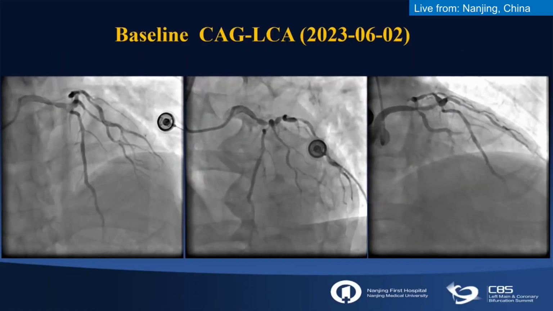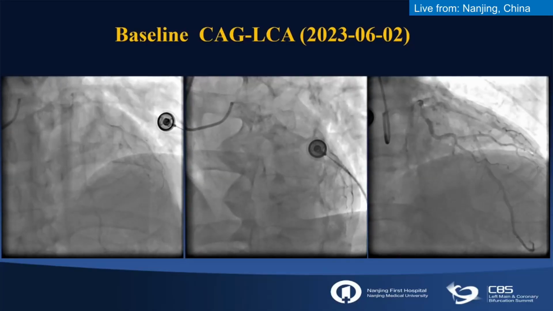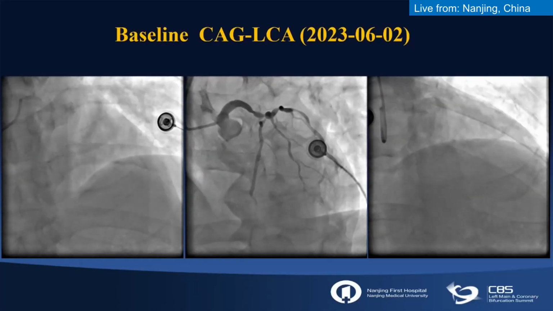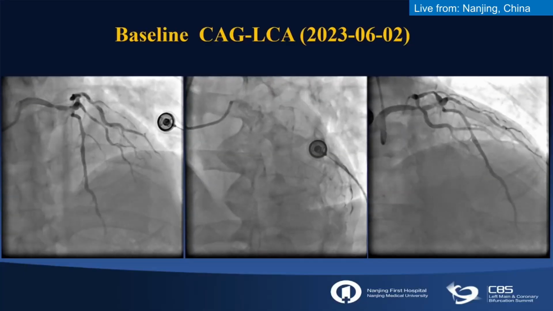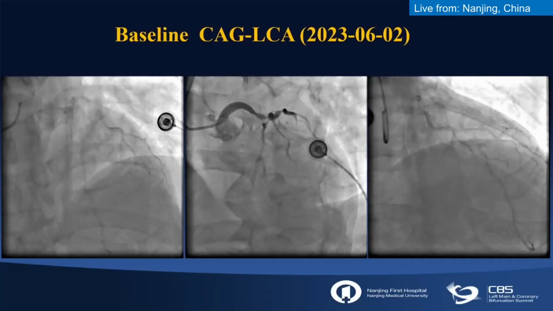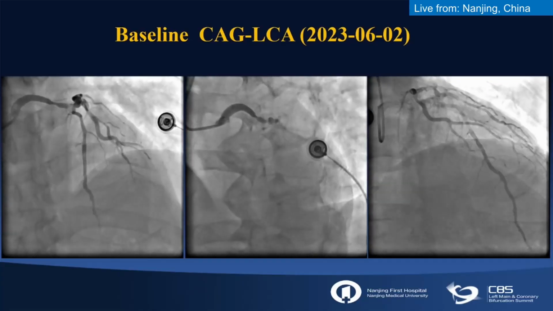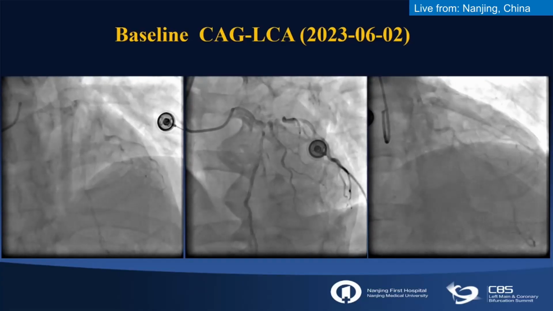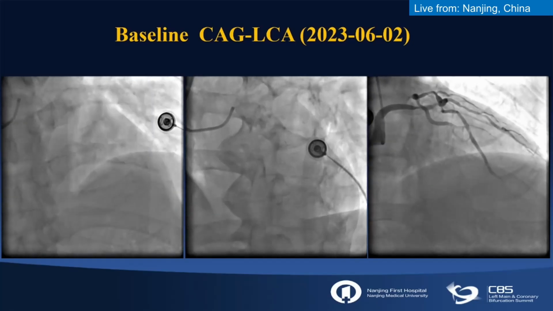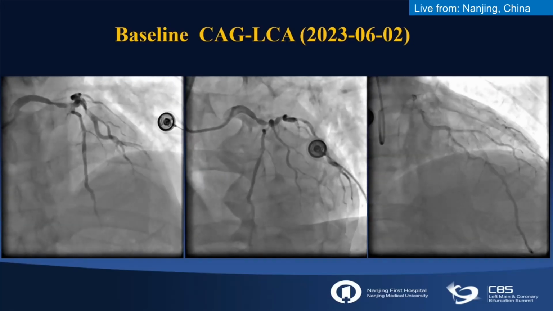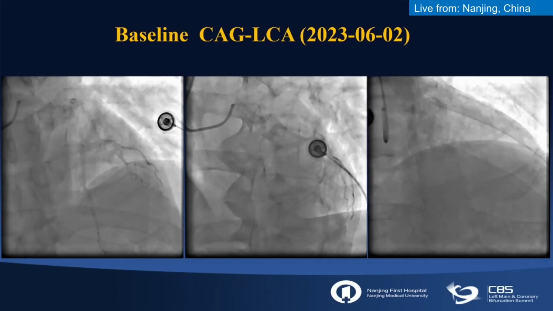From the cranial and caudal views, we also could find 90% stenosis in the LAD ostium and moderate stenosis in the middle LAD. We could find that the vessel was very tortuous, with severe angulation. In the middle ramus, we could find a moderate stenosis. Next.